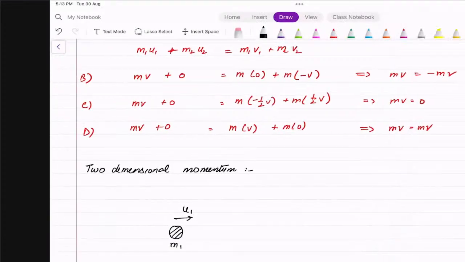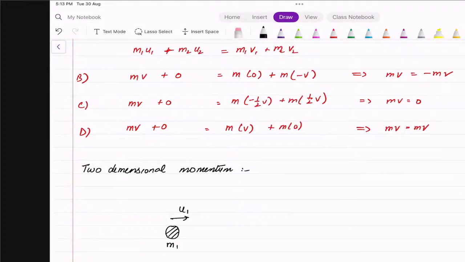So basically, in two-dimensional momentum, I just want to tell you. Suppose this is m1, that's u1, and there's another object, and this is m2, and this is going at u2. So this is what is happening before, and afterwards when they collide, one goes to this side, m1 with a velocity v1, like this.